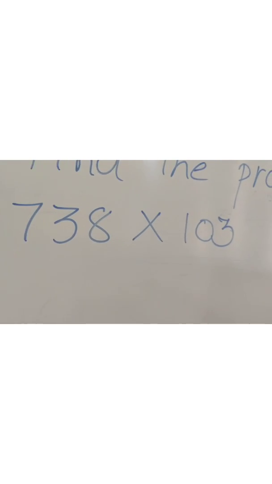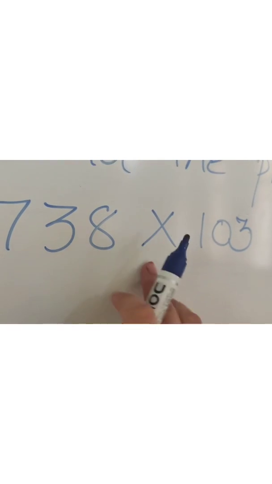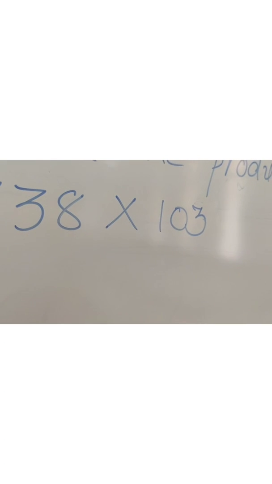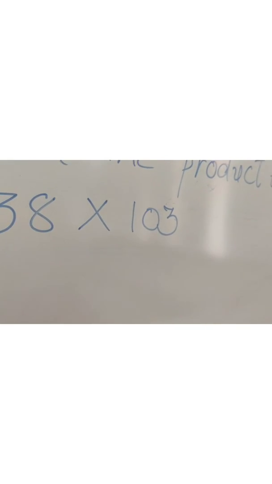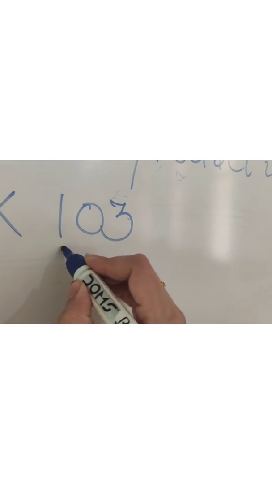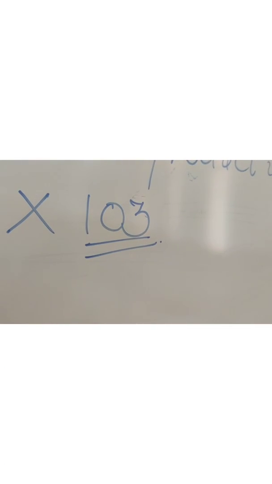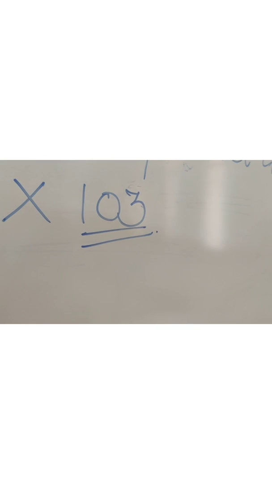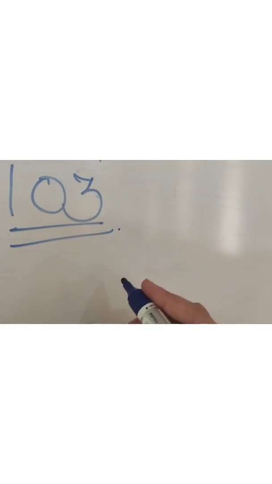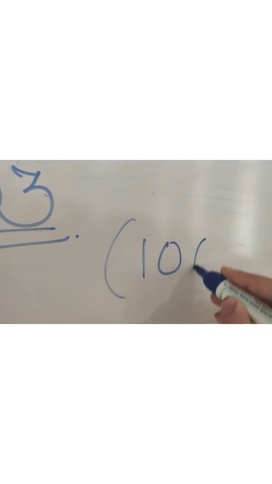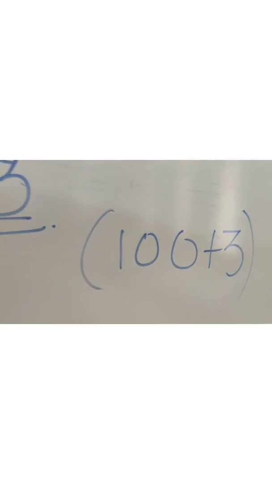Okay, so how to solve using property? What is the first step in this? 738 multiplied by 103. So what is the first step? You are going to make parts of 103. Means you will write it in this way, 100 plus 3.